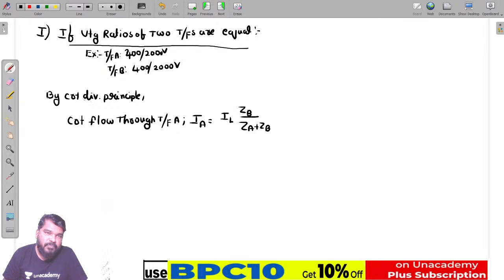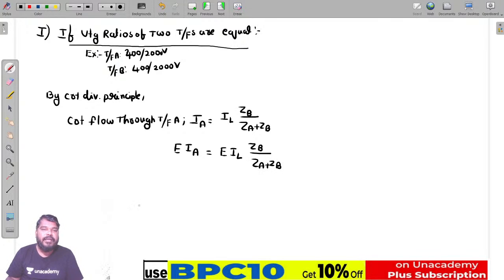By the current division principle, since both are in parallel, IA is equal to IL times ZB by ZA plus ZB. Now multiply both sides by E. The voltage ratings are equal, so E multiplied by IA is equal to E multiplied by IL times ZB divided by ZA plus ZB.